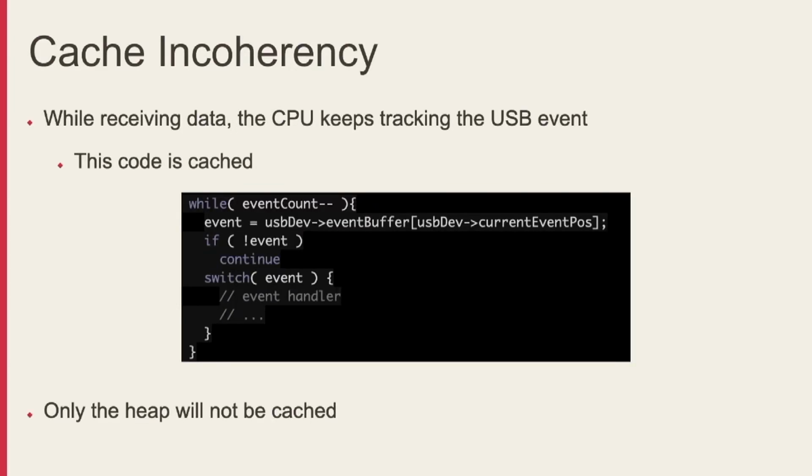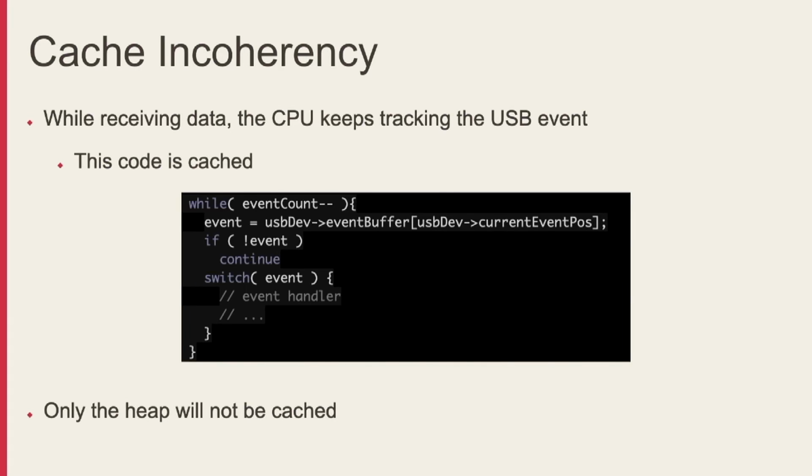And next, we must deal with the cache incoherence problem. Since USB manipulates memory directly, we cannot affect the cache data. Unfortunately, while receiving data, the CPU keeps tracking the USB event, which is in a while loop. Obviously, this code is cached by the CPU. Therefore, we cannot affect the code data.